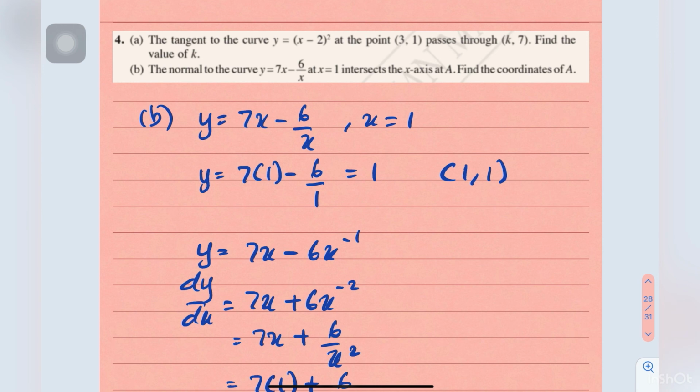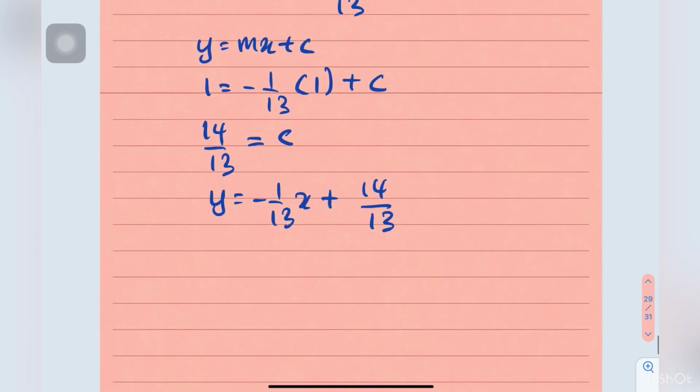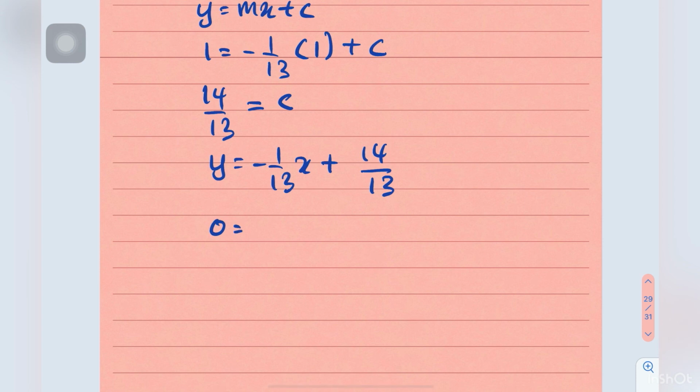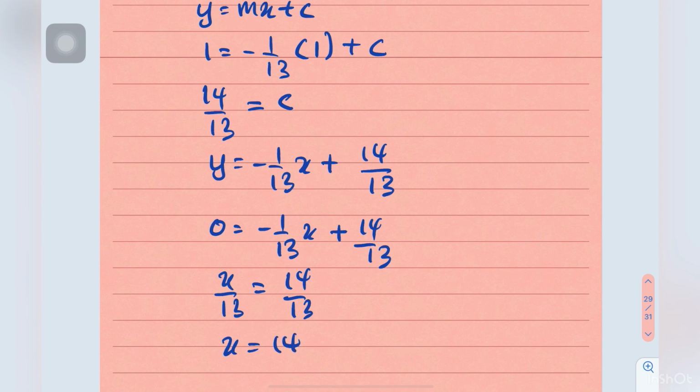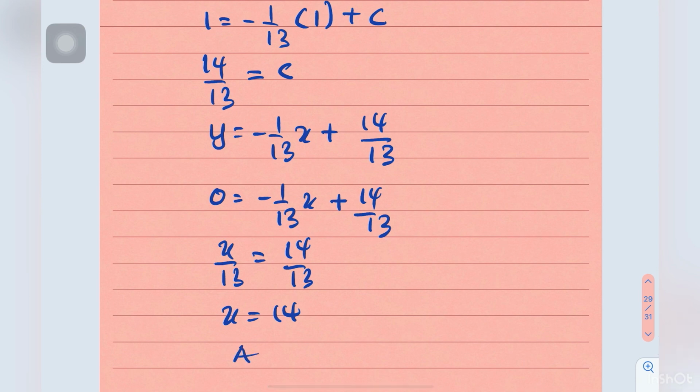Given the clue here, intersect x-axis, meaning that y equals 0. The x-axis is the x-intercept, (x, 0). So then we substitute y equals 0 into the normal. So 0 equals -1 over 13 x plus 14 over 13. So here x over 13 equals 14 over 13, so x equals 14. Therefore the coordinate A is (x, y), so (14, 0).